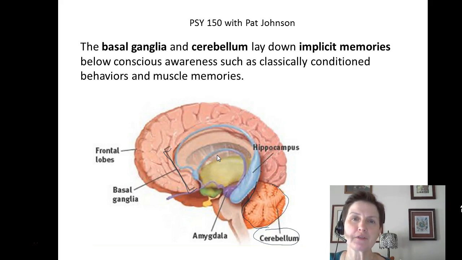So that shows you the difference between an implicit memory, an unconscious memory, and an explicit memory. What we know, we know. So if you've ever heard the adage that you'll never forget how to ride a bicycle, that's because that's basal ganglia and cerebellum. That's not hippocampus. That is below the level of conscious awareness.